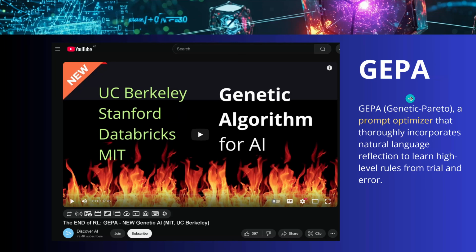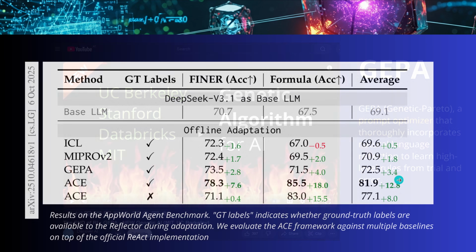Yeah, GEPA, remember I have this specific video here, the end of reinforcement learning, GEPA, new agentic AI. This was by MIT, UC Berkeley, a genetic Pareto prompt optimizer that thoroughly incorporates natural language reflection to learn high-level rules from trial and error. As you see, it's always trial and error. The system has to learn, a self-evolving AI system.